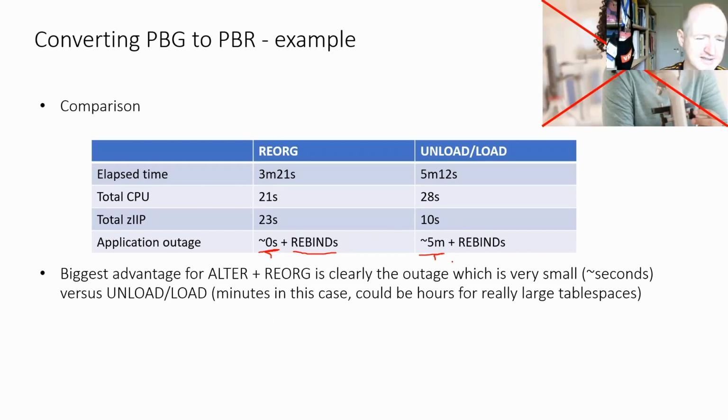So the biggest advantage for the alter plus reorg here is the application outage. I don't think there's much difference in the CPU and zIIP time as such. It's probably smaller. Now this was a 15 gig table. If you have 150 gig, you can multiply by 10 on my system here. So we are looking at a 1 hour application outage rather than maybe a couple of seconds. So this is where this procedure has its advantage.